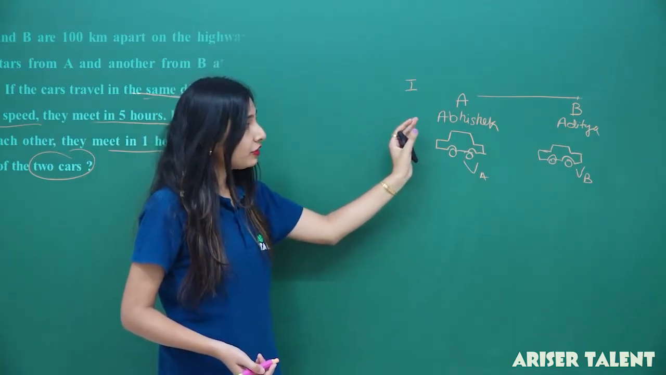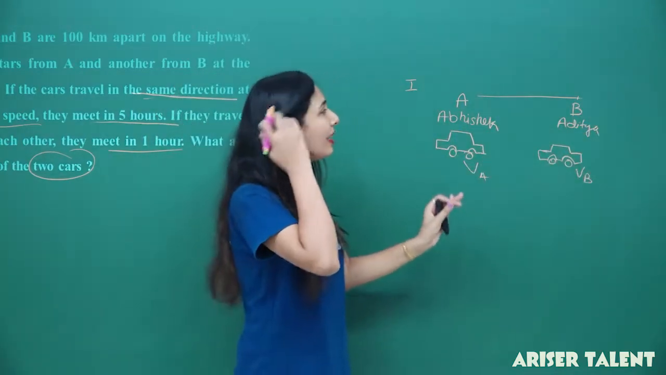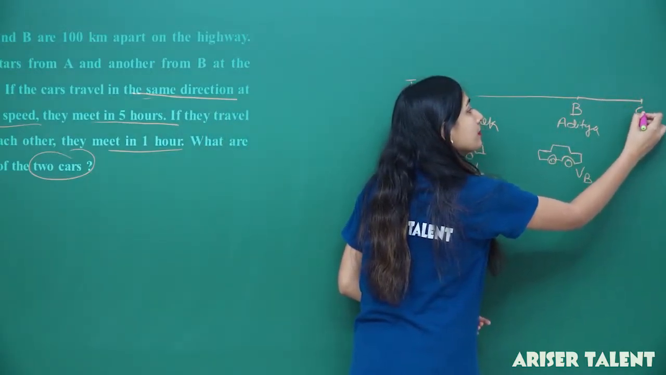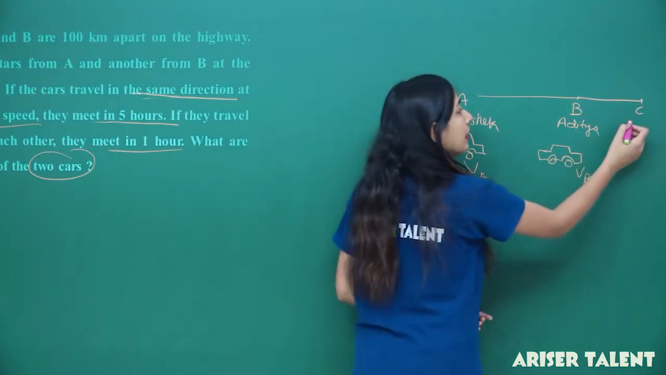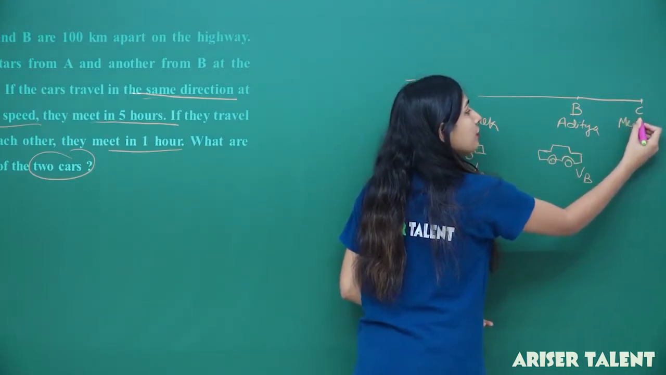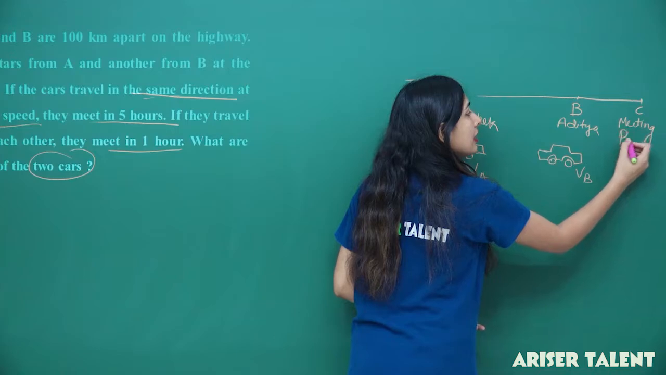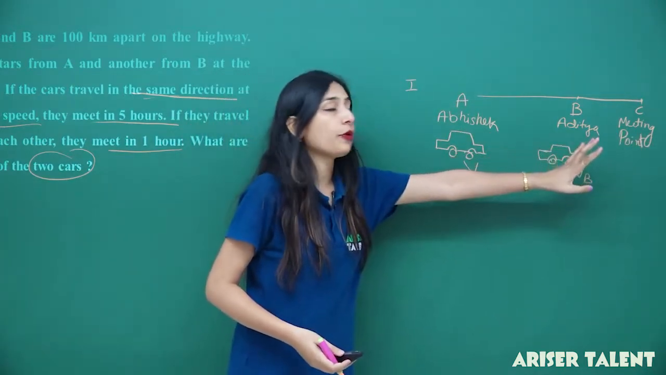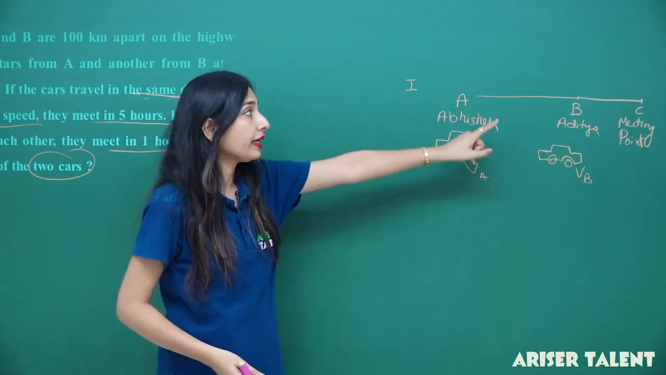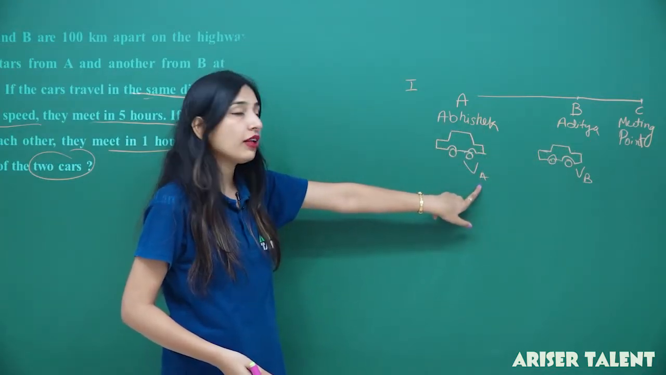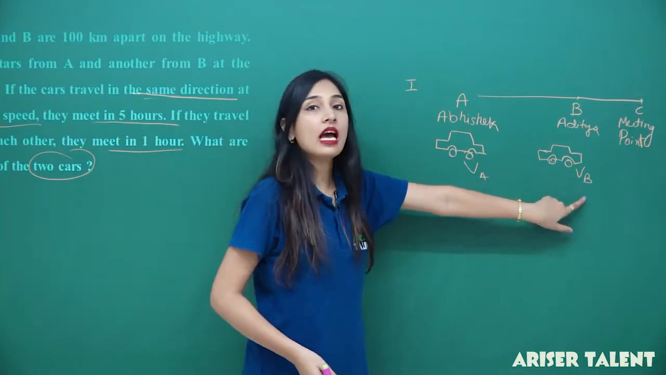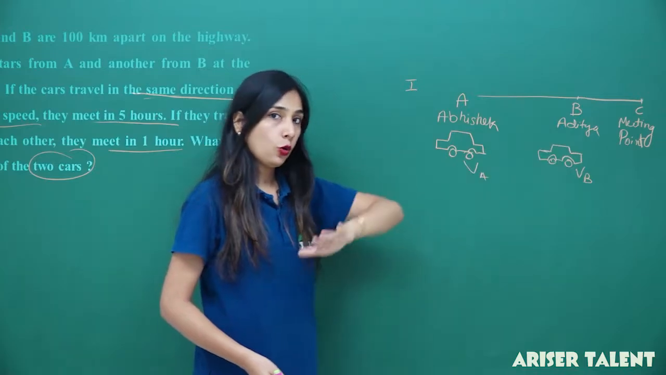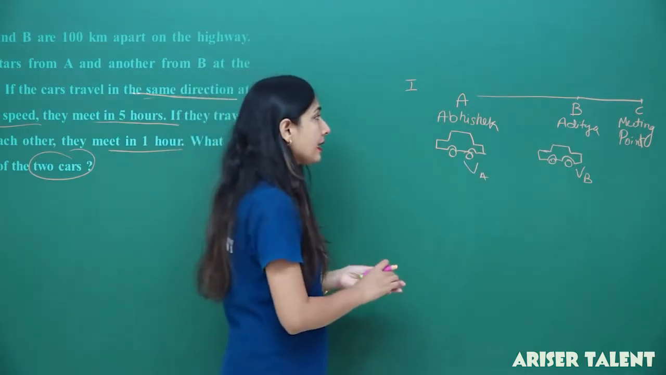If I assume this direction, there will be a point C, a meeting point on this side. This is the meeting point of Abhishek and Aditya. Right, they will meet at this point. Abhishek is having some velocity VA and Aditya some velocity VB, moving in the same direction at the same time.